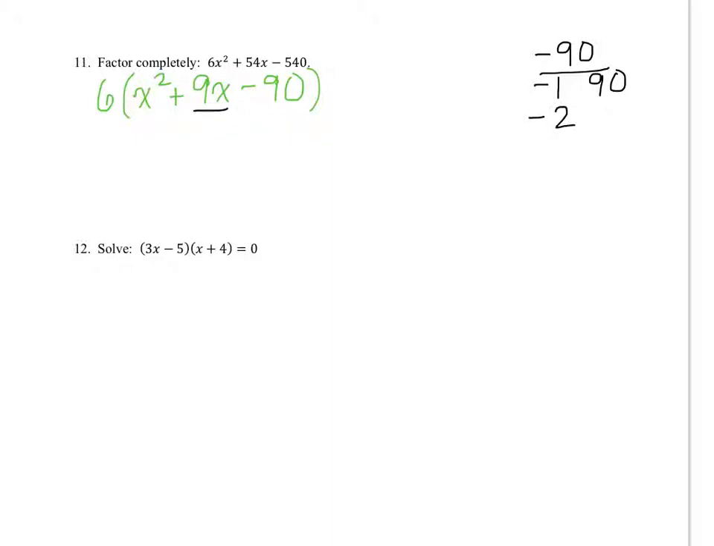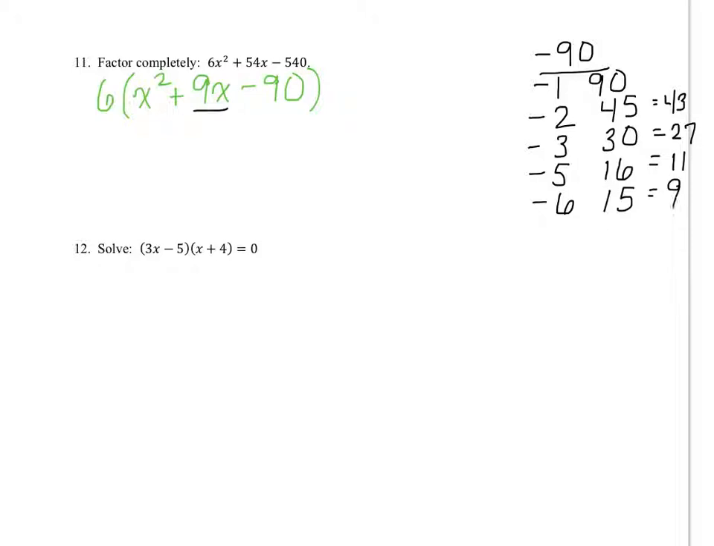2 divides 90 45 times. This puts us at a 43. 3 divides 90 30 times. That puts us at a 27. 4 does not divide it. 5 divides 90 18 times. That's going to put us at an 11. And 6 divides 90. If 2 and 3 divide it, 6 divides it. So 6 goes into 90 15 times, and that gives us a 9. So we have the factors that we want to use.